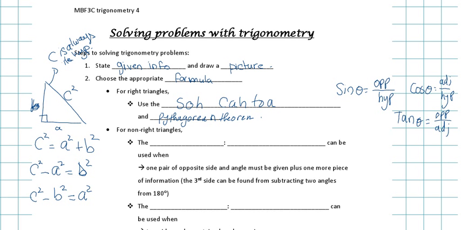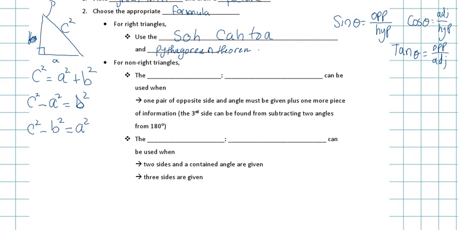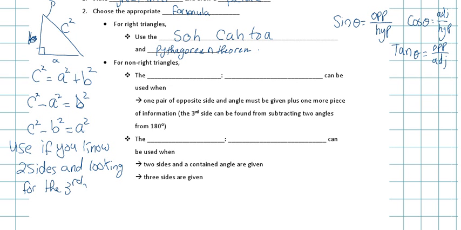Now, so if it's a right angle triangle, then you use Pythagorean theorem. It depends on what is given to you. Okay? The Pythagorean theorem, again, you only use it if you know two sides and looking for the third. So if you don't know any angles, you just know the two sides, you're looking for the third, then you use the Pythagorean theorem.